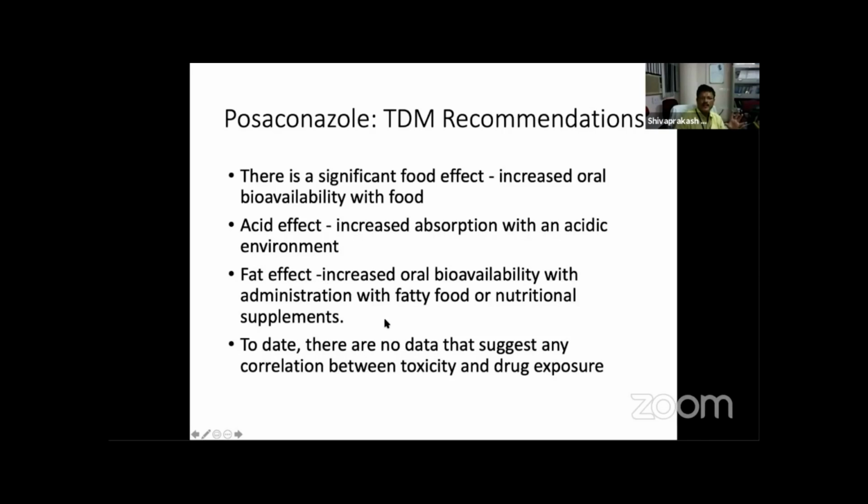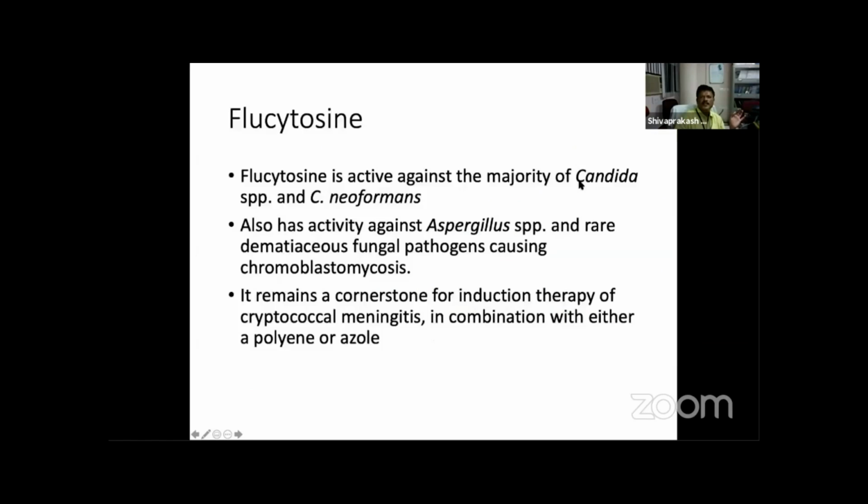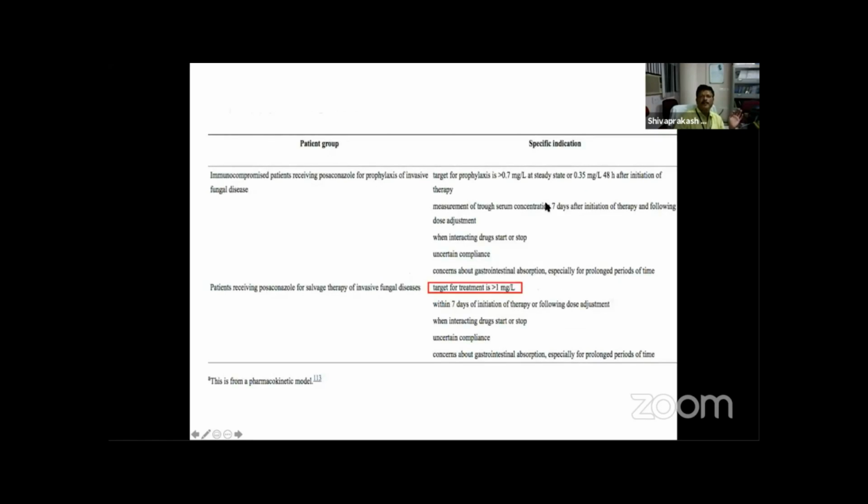Fat actually will help in absorption of this one, but there is no data that suggests any correlation between toxicity and the drug exposure. So you should always see that for prophylaxis, it is 0.7 microgram, it should achieve steady state, and for treatment purpose, after 48 hours of initiation, you will generally check the posaconazole level. For treatment purpose, it should be more than 1 microgram, and within 7 days of the initiation of therapy you should start doing this.